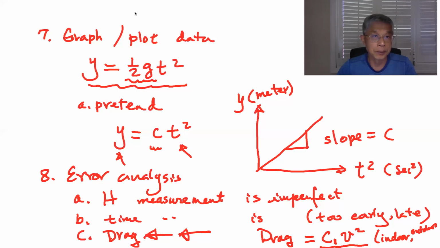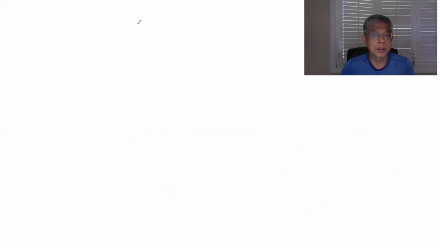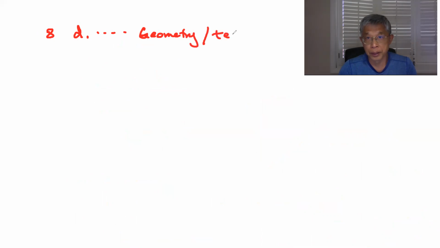So I'm going to clear that. So A, B, C, this is the error analysis. Maybe there's a D, okay? And what do you want to talk about? So maybe the geometry of your object, the geometry and the texture of your object. It's your experiment, so which one matters?